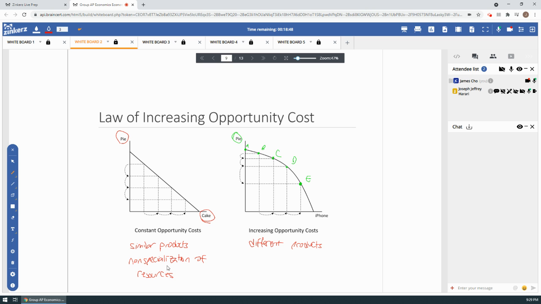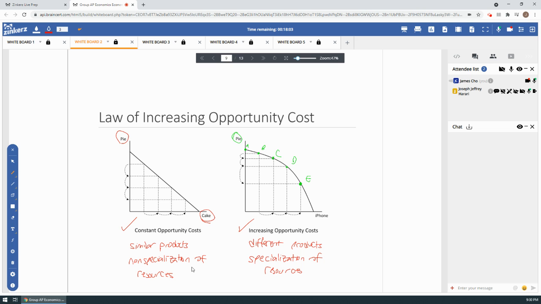Those resources are non-specialized. But when I'm talking about different products like the pie and the iPhone, now I start to have very, very specialized resources. It just means that some of the resources are good for pie. Some of the resources are good for iPhone. Okay, for like the example we gave, like the metal, the computer chips, and the glass. That's good for iPhone. It's not really good for pies. Okay, so whenever I have similar products, I'm going to have some sort of constant opportunity cost. Constant opportunity cost. When I have very, very different products, I'm going to have increasing opportunity cost. Make sense?